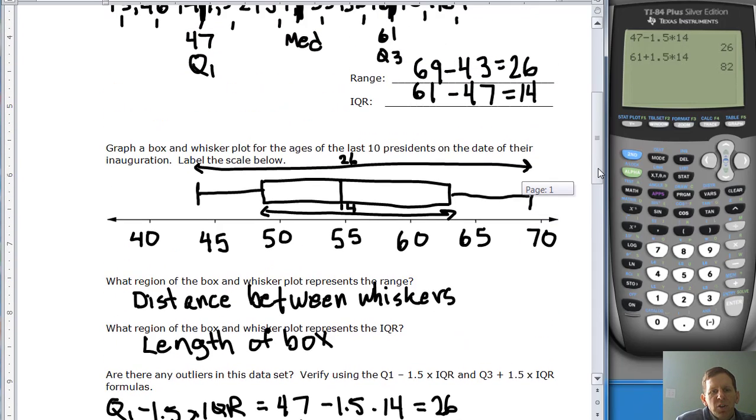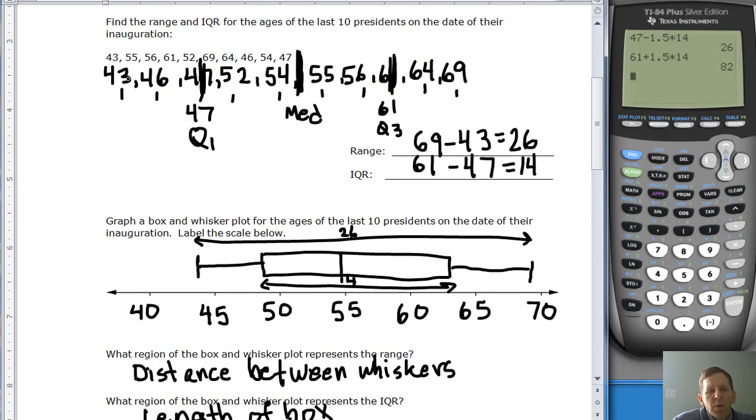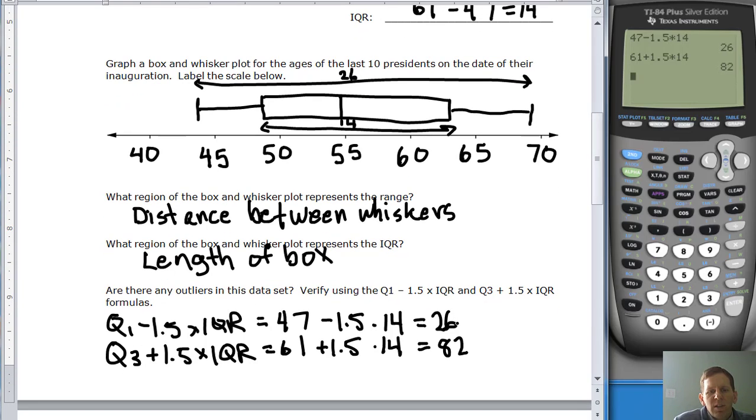And as we look at presidential ages, our youngest president at inauguration was 43 years old. Our oldest was 69 years old. We don't have any presidents that were younger than 26 or older than 82. So it appears in our list of data there are no outliers.